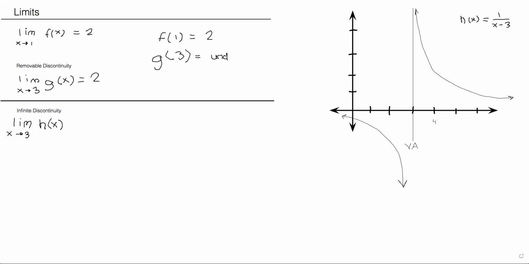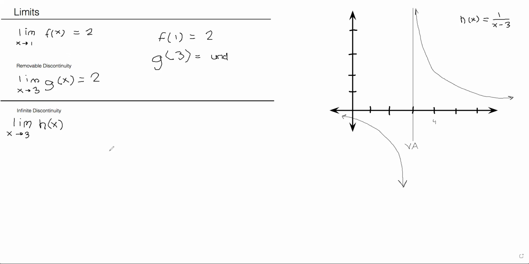So let's try a direct substitution. What happens if we take h of x and plug in 3 for x? We get h of 3 is equal to 1 divided by 3 minus 3. We get 0 in the denominator. We cannot have that. That is illegal. We're going to get thrown in jail in math land for putting a 0 in the denominator of any fraction. So that's how we know that we can't do a direct substitution.